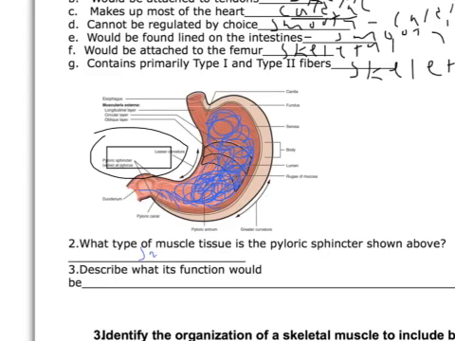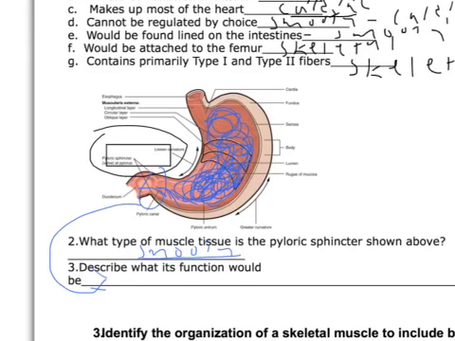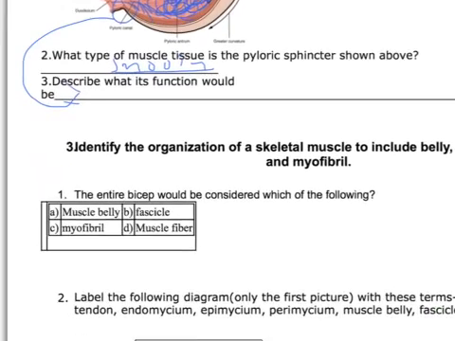You're probably thinking, Mr. I-Bling, just say smooth. No, explanations are important. Describe what its function would be. So what would this pyloric sphincter do? It would control what stays in the stomach and what leaves the stomach. So it controls this area right here. I'm not going to write that in. I'm just going to talk, and I think you have ears, I'm assuming. I would have been notified if you had none or missing one.